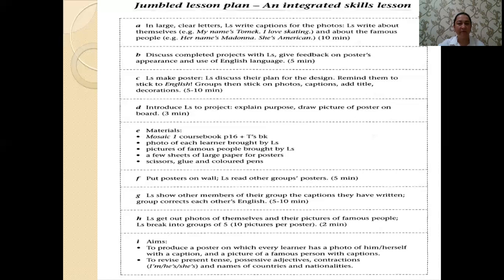And then F, put posters on wall, read other groups' posters for 5 minutes. And the last one is B, for production part, discuss completed projects with students, give feedback on posters, appearance, and use of English language. And this is our first jumbled lesson plan.